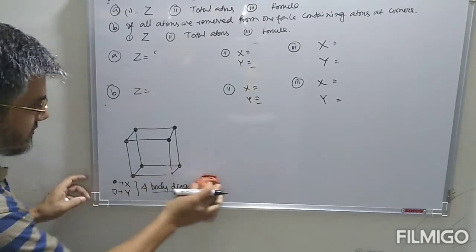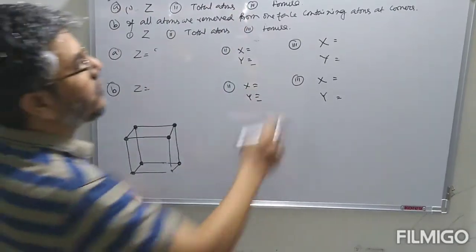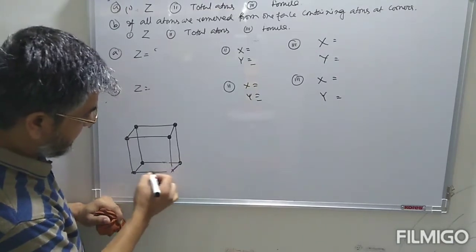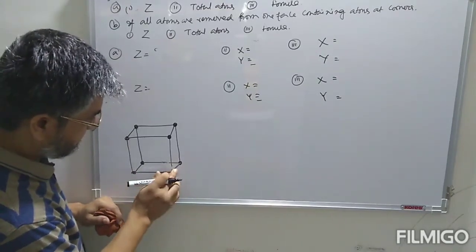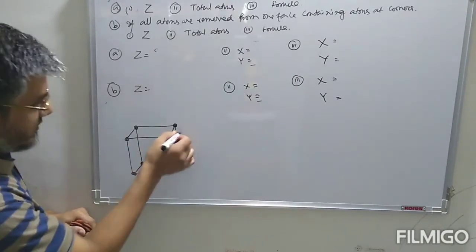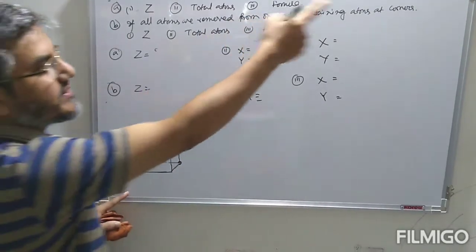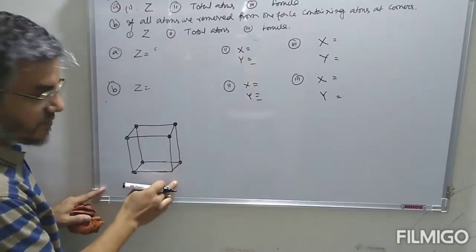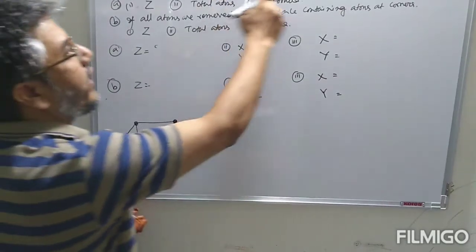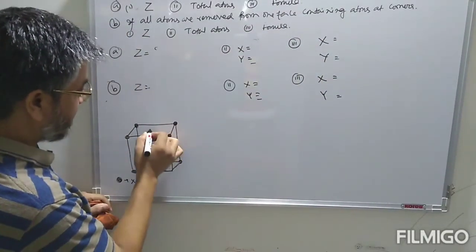So we have this X occupying corners such that one X is missing from any of the corners. So we have X missing here. These are corner atoms and one corner atom is missing. The question says one X is missing from the corner, so there is no atom at this particular corner. So we have this X. Y occupies face centers, so we have this Y.